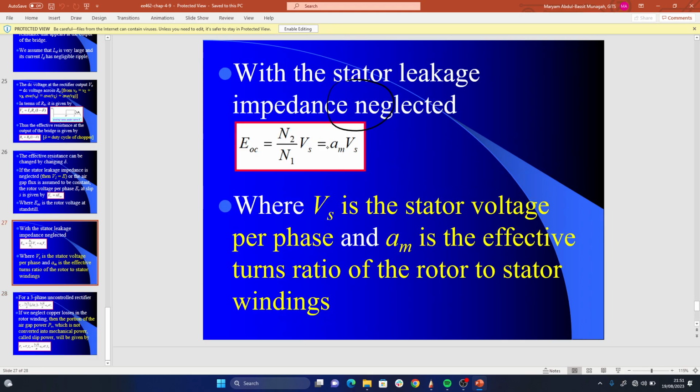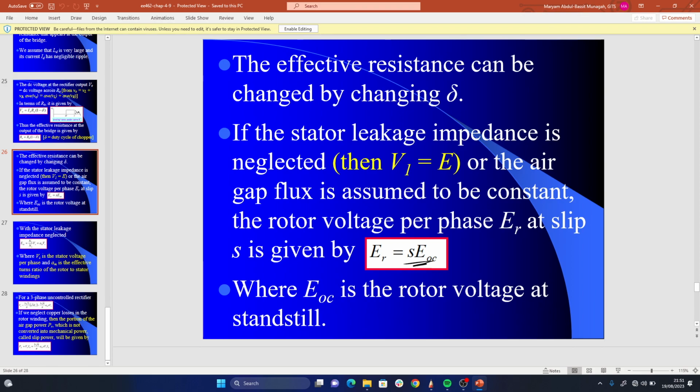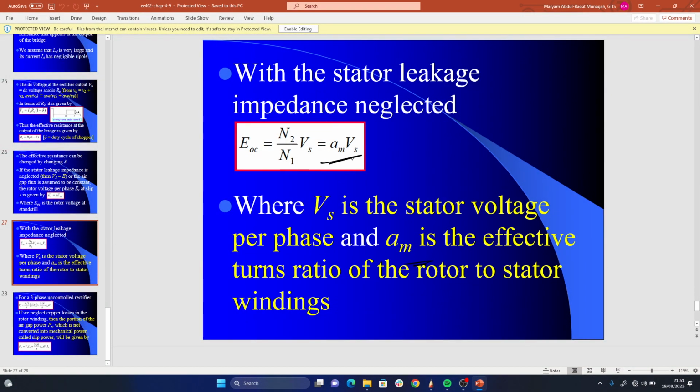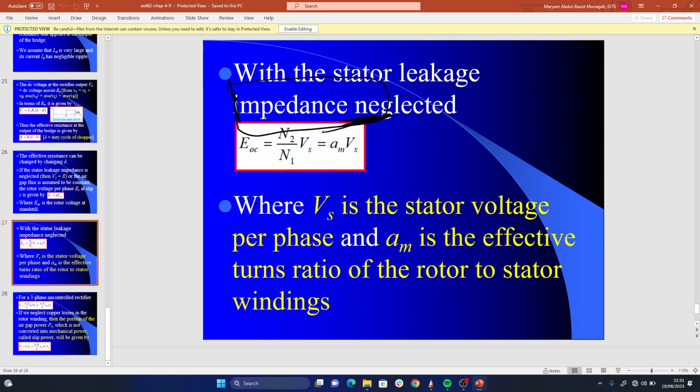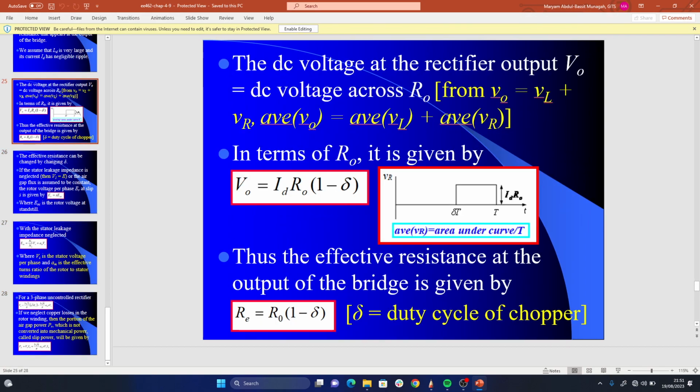So the steps start from here, right? ER is SEOC, the turns ratio multiplied by it. Then I have it like this here. So you must know this formula. Okay.